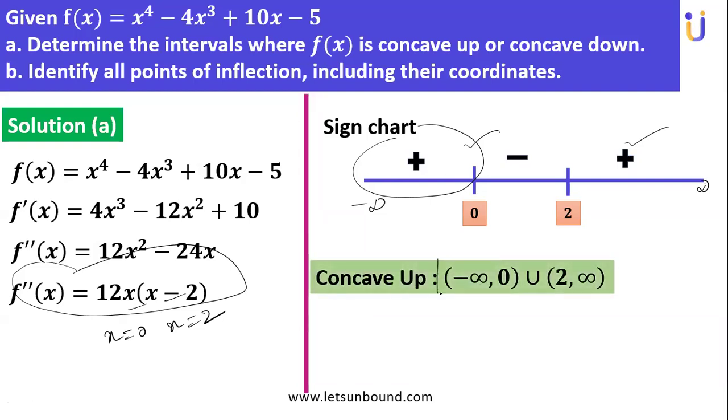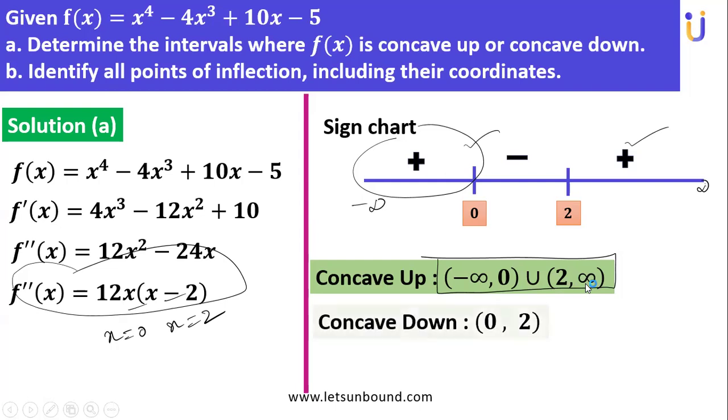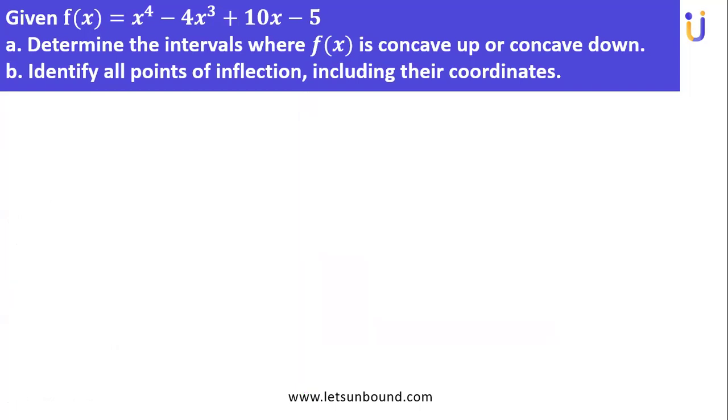Right? And when you're writing the intervals, make sure you're joining them together using union. And concave down on (0, 2). That's simple.